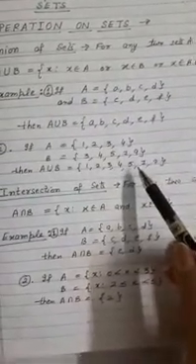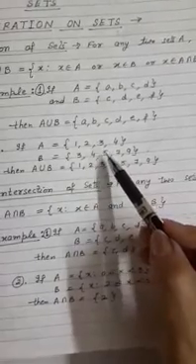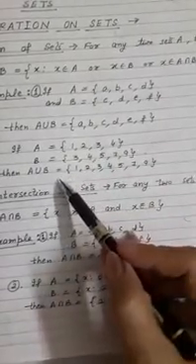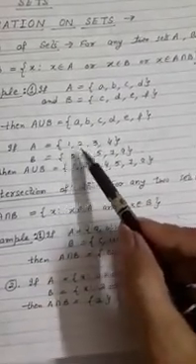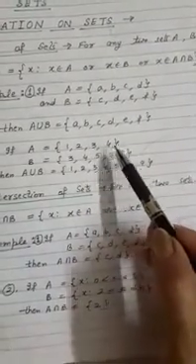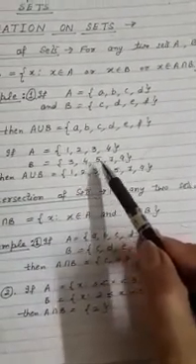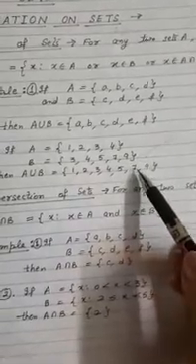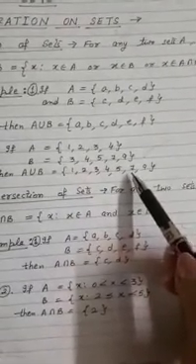And I have taken one more example. You can see here A and B are two sets and we want to find their union. So we write 1, 2, 3, 4, and 3, 4 we have already taken, then 5, 7, 9. This is called the union of two sets.